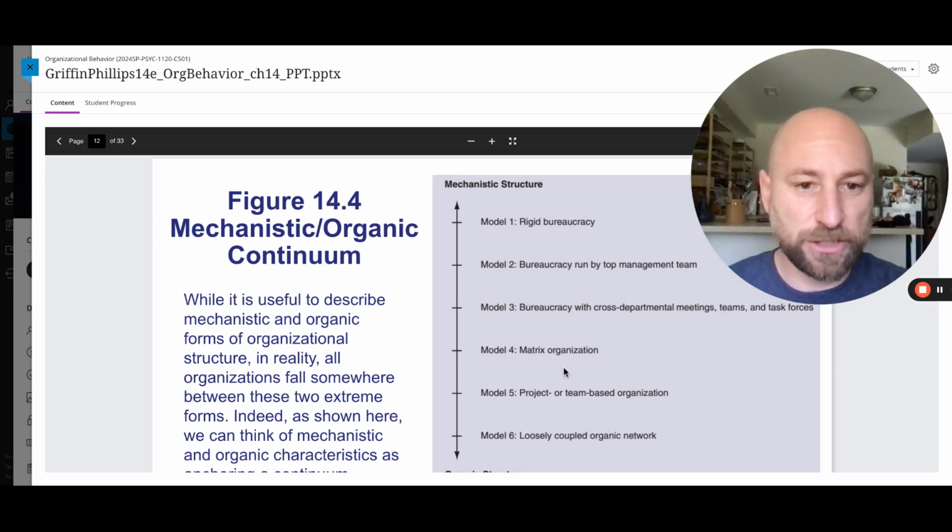A matrix organization takes that idea a little further. Project or team-based organization.